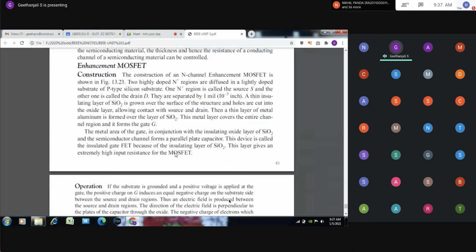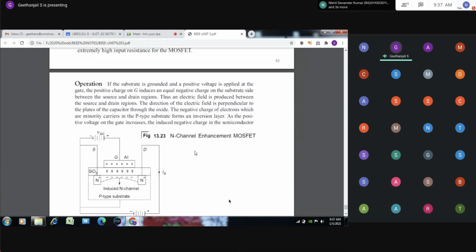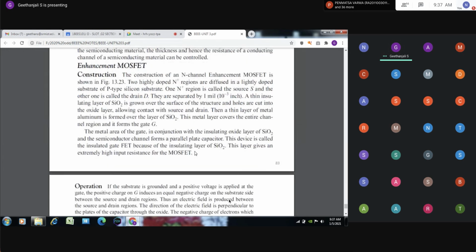One N region is called the source and the other is called the drain. So this N region is the source. This is the drain. There are two N regions. One is making contact with the source, another one is making contact with the drain. They are separated by 1 mil, that is 10 power minus 3 inch.